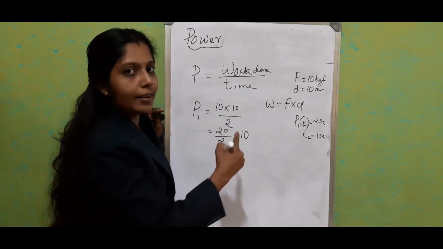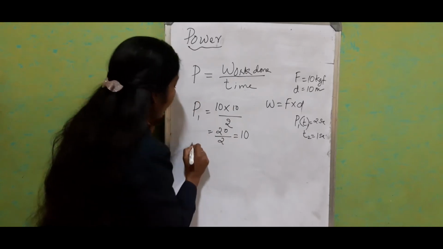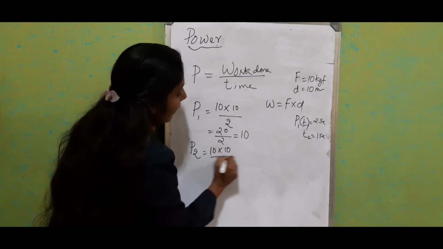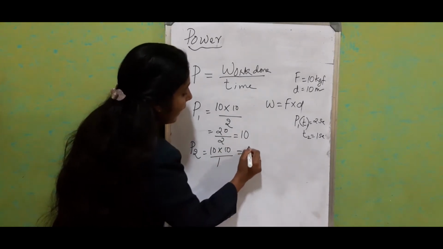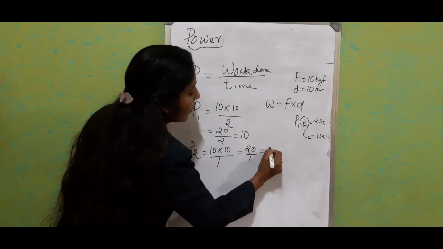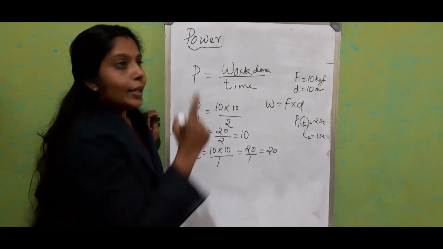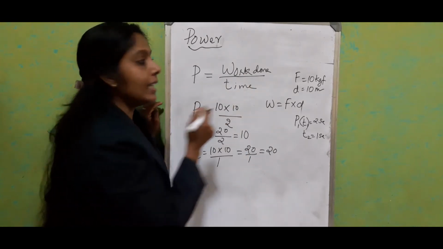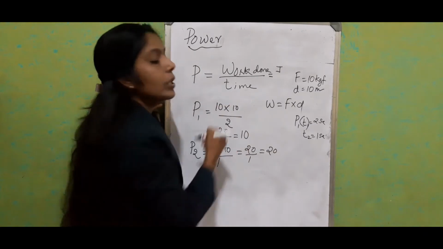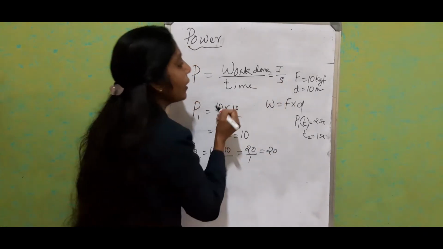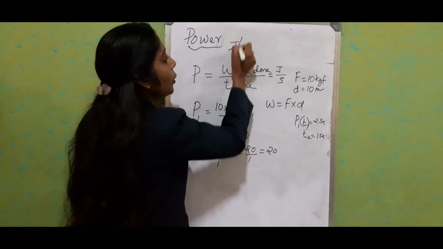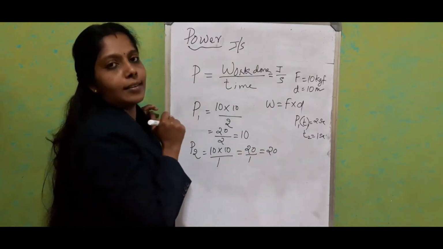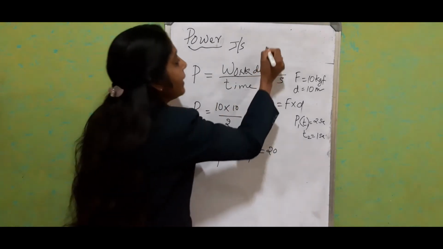I will mention the unit right now. Just wait. Then P2 is equal to 10 into 10 divided by 1 second, so 100 by 1 is equal to 100. Now we will find out the unit. What is the unit of work done? It is joule. What is the unit of time? It is second. So the unit of power is joule per second, or we call it by a common term, watt.